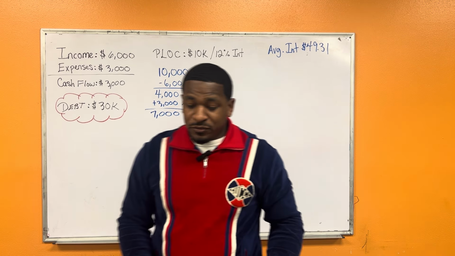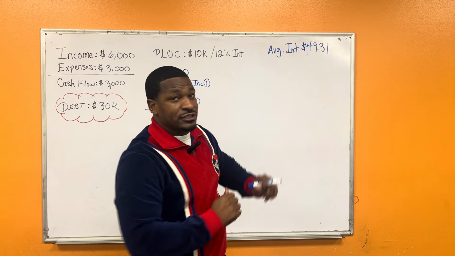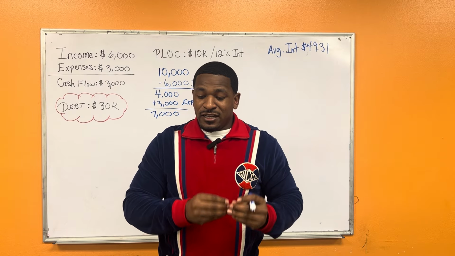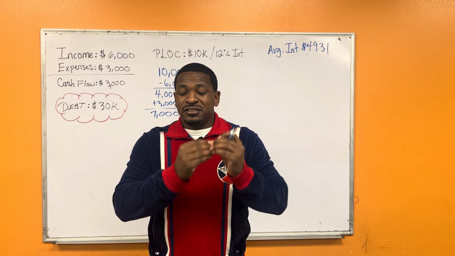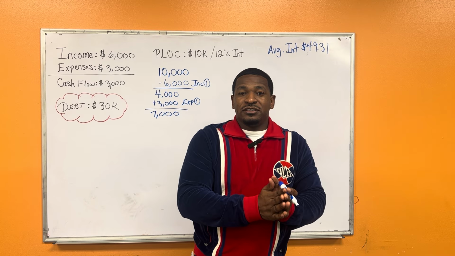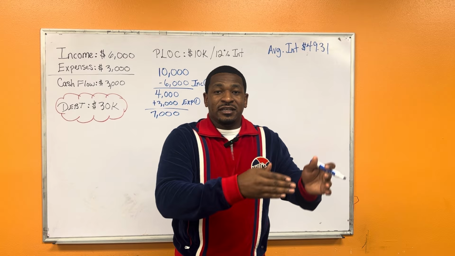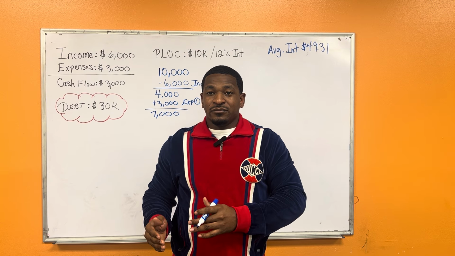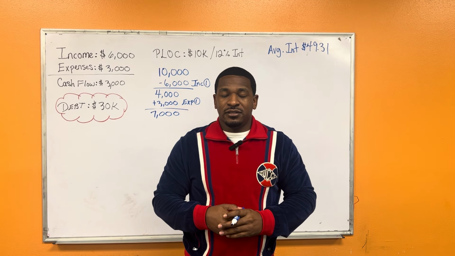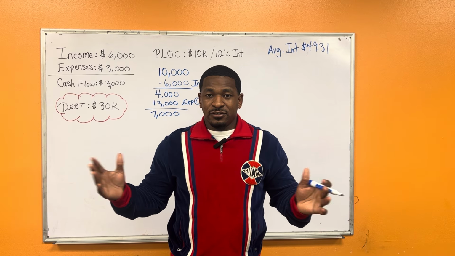Now, after we have found the average interest payment from the beginning of the PLOC to the end of the PLOC, now we have to find the time of payoff. Basically, we have to find how long it is going to take you from the beginning to the end to pay off the PLOC. So obviously we have a $10,000 PLOC.